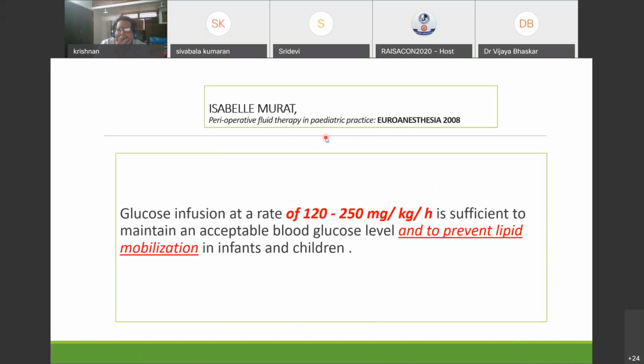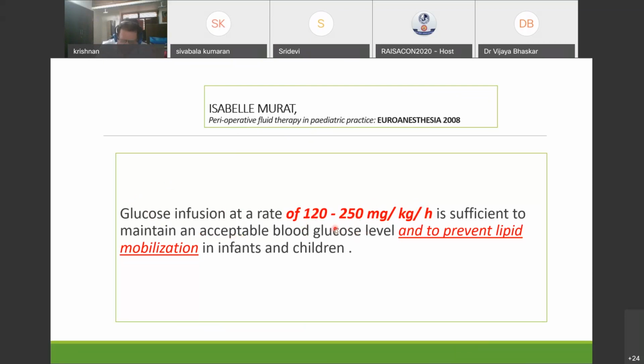Okay? But in 2008, there is a very good study which was presented in the Euroanaesthesia, where Isabelle Murat was one of the very good persons who did research on fluid management and who gave this. Glucose infusion at the rate of 120 to 250 milligram per kg per hour, because our idea of giving glucose should be that it should neither produce hypoglycemia nor hyperglycemia. So if you give this amount, the patient will not go for hypoglycemia. The patient will be able to maintain acceptable blood glucose.